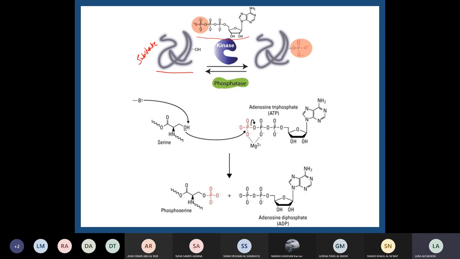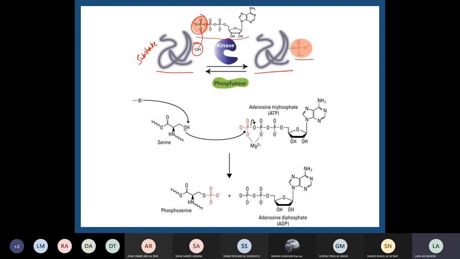What they do is catalyze the transfer of the third phosphate group in ATP to the hydroxyl group on the substrate enzyme. Once phosphorylated, that phosphorylation may activate the substrate protein. And in some cases, the phosphorylation makes the enzyme inactive, meaning it turns it into an inactive protein.